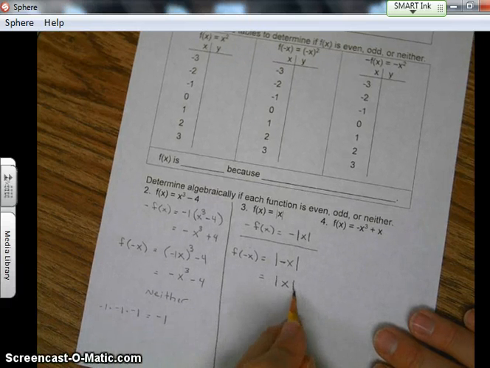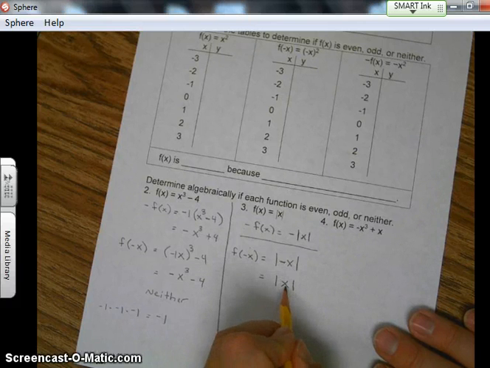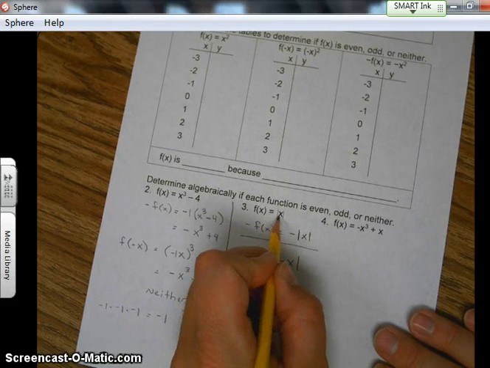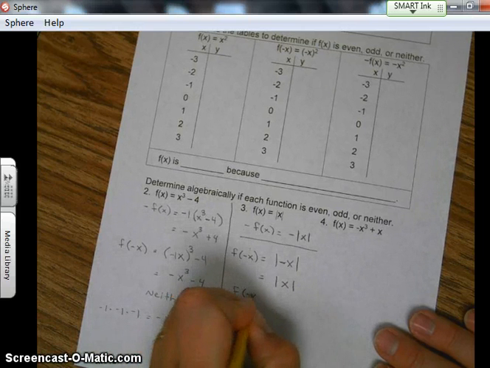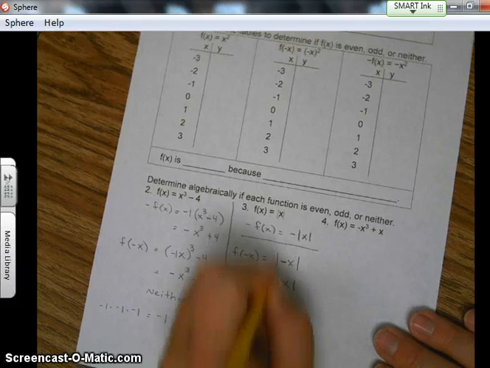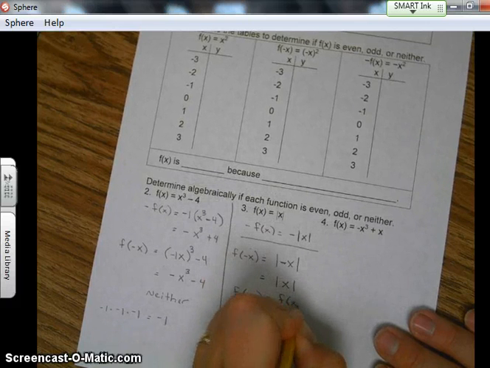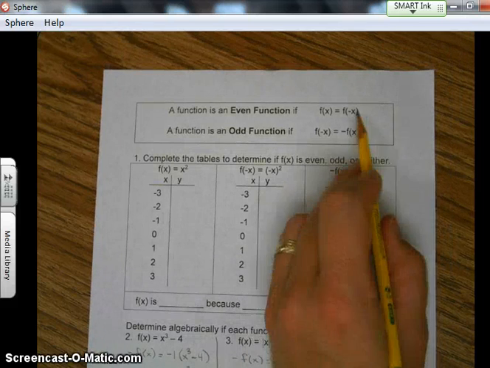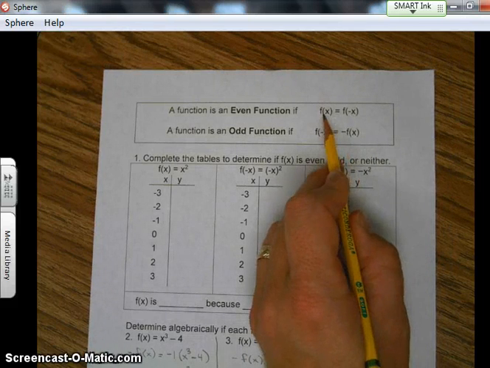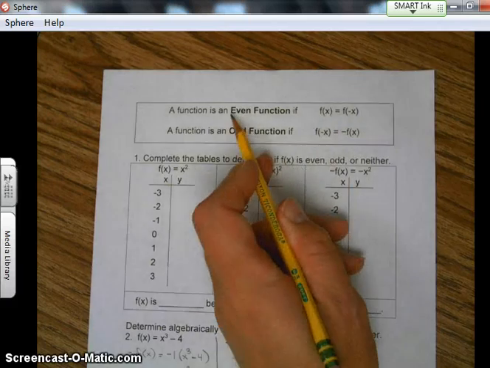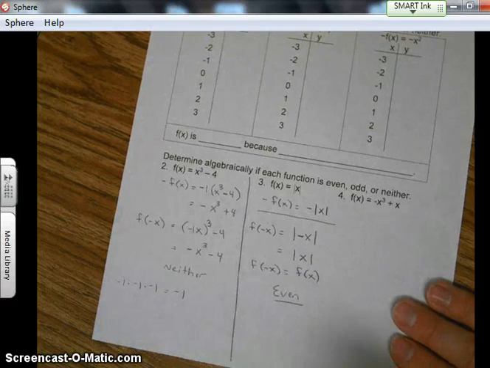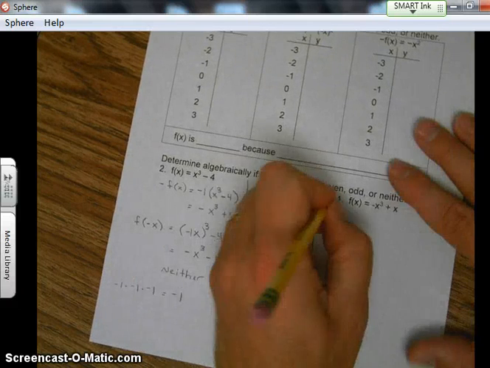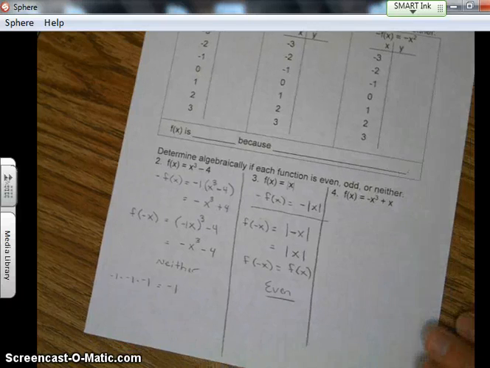Okay, now we do the comparison. So does this equal the original function? Yes. So that means that f of negative x is equal to f of x. Okay? And compare that to this. f of negative x is equal to the original function, so it's even. Even. Okay, moving forward.